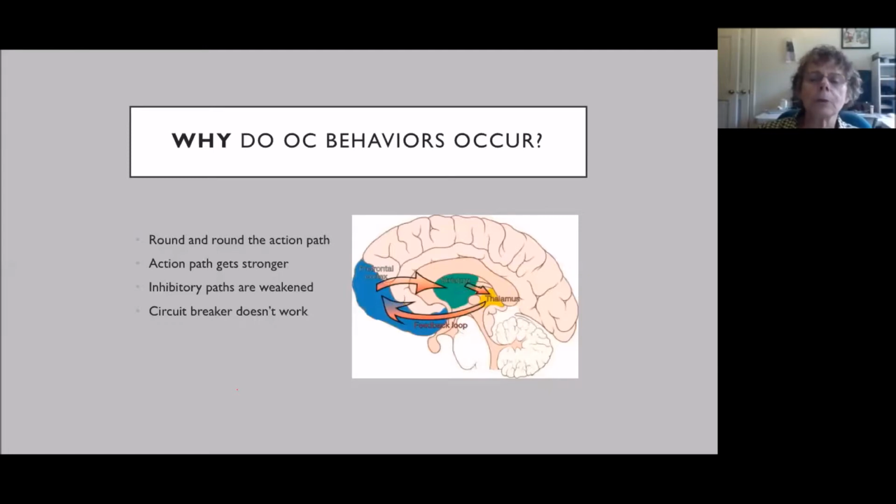In normal brain function, there is action, and there are action neurons, and then there are other neural paths that inhibit the same activity, and they are balanced. With OC behaviors, they are not. The inhibitory pathways are weakened, and the thought goes round and round.